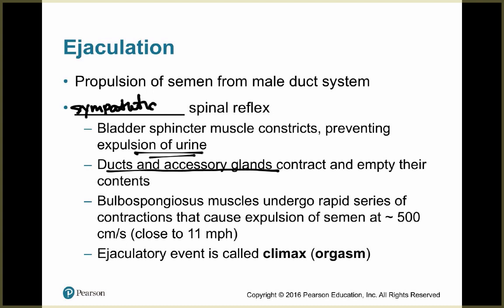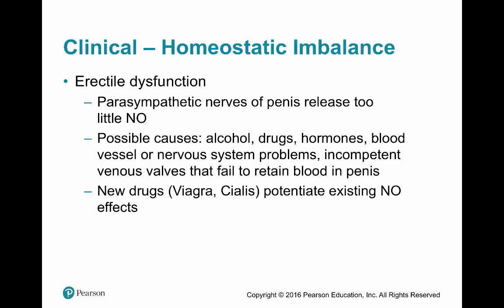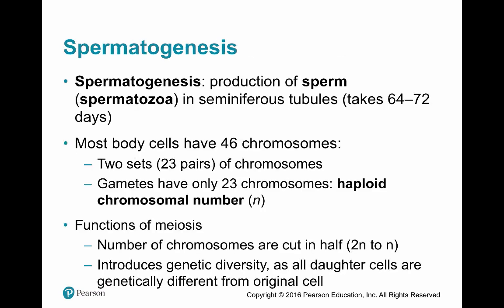And you have the bulbospongiosus muscle that undergoes a rapid series of contractions that's going to cause the expulsion of the semen, right? So this is a muscle there that actually allows for it to leave. And it's close to 11 miles per hour, right? And so the ejaculatory event itself is called climax or orgasm. And I have already talked about this, so I'm going to move past that.